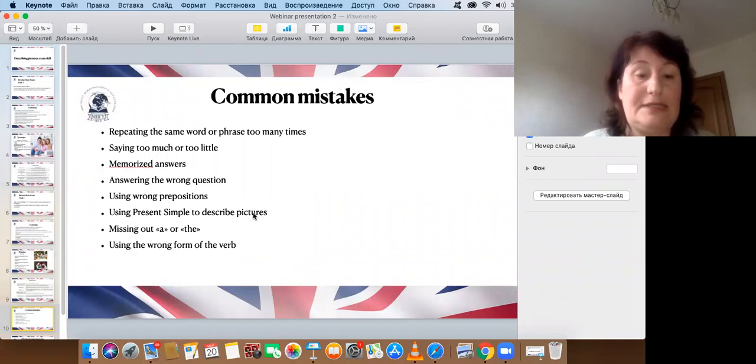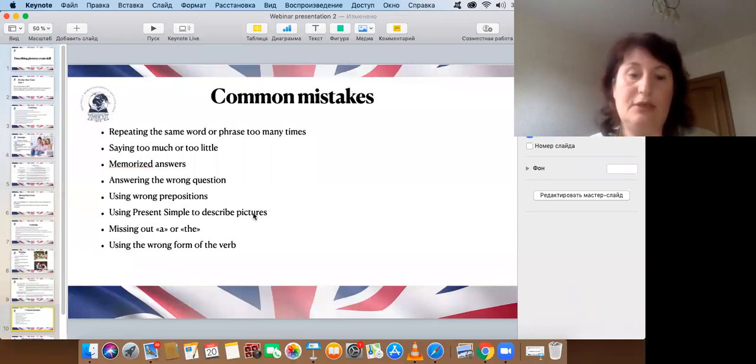The next, missing out a or the. Well, actually, there are many different rules for using the article, but the most popular mistake is, for example, there is boy in the photo. Yeah, there is a boy in the photo, and after that you have to use the boy is, and so on.